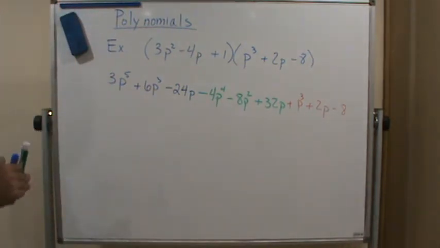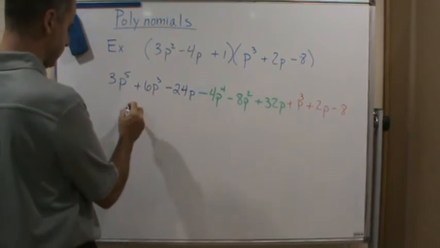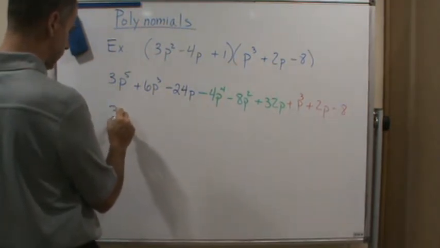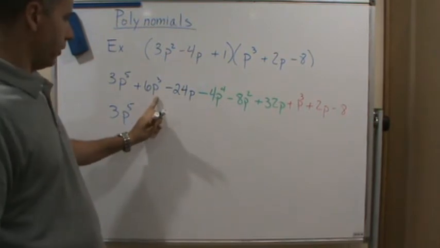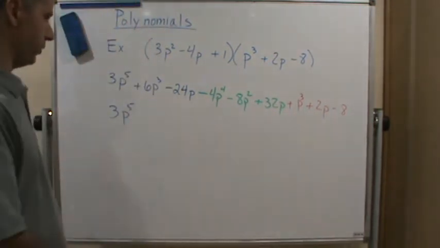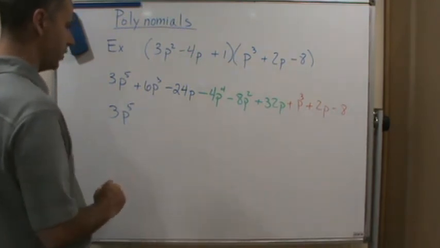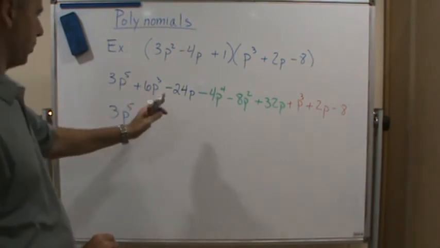Now I'm going to add like terms. There's no other p to the fifth, so this one's not going to change. I'm just going to leave it that way. So 3p to the fifth. Actually, you know what, let's do 4, because we want to go in decreasing order. So the next one is 4.